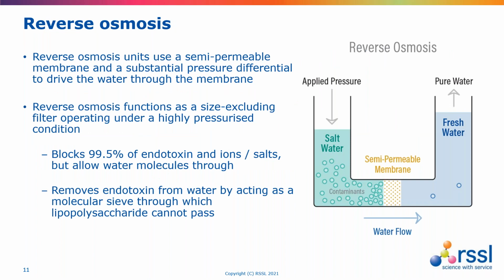Now there's different methods of producing water. So I mentioned reverse osmosis. This is the primary method for producing purified water, and it can be a method for producing WFI. So reverse osmosis units are semi-permeable membranes, and by virtue of there being a substantial pressure differential, this drives water through the membrane. So we achieve not only the required microbial and endotoxin quality, but also a chemical quality.